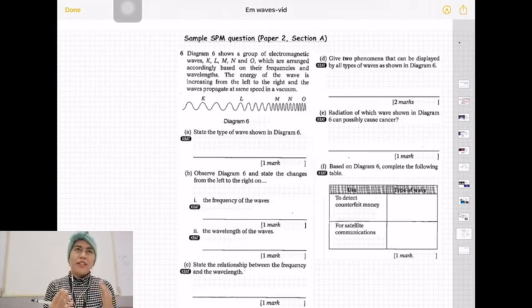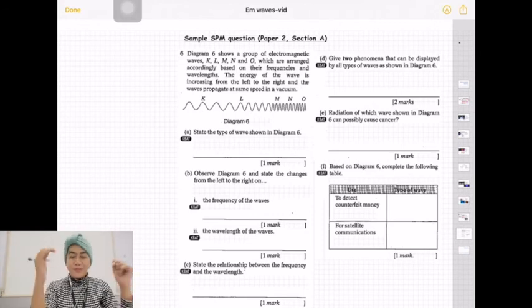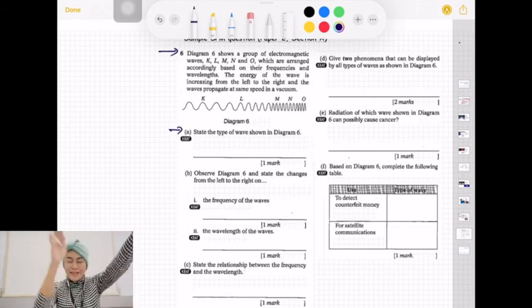Okay, so when you answer a question, you have to read the question. Don't just read A, read the whole thing here too, because if you don't read the whole thing here, then you might get the wrong answer. Okay, let me show you why.